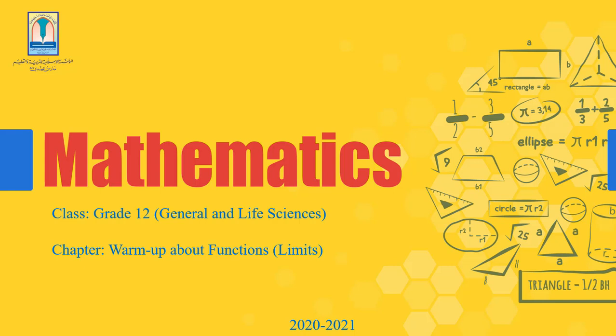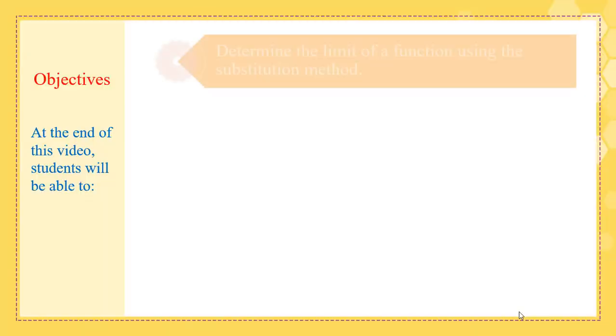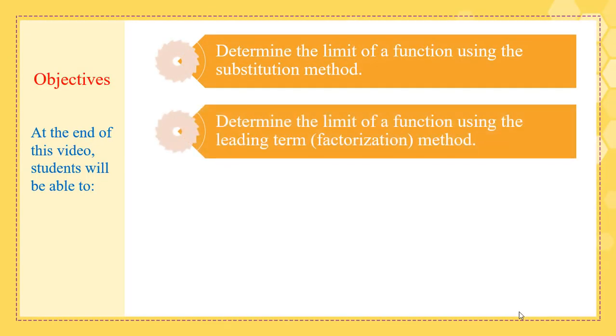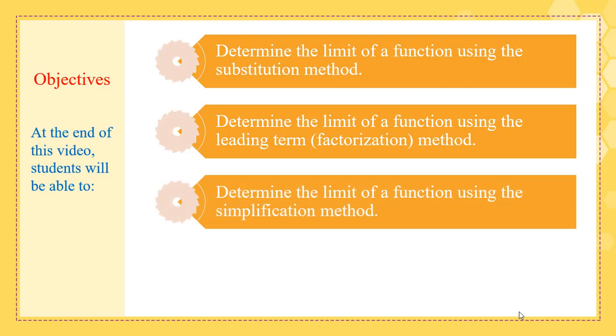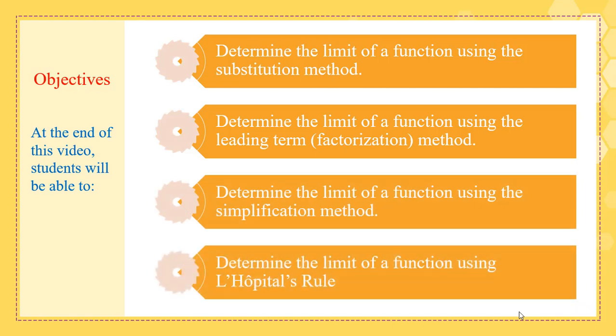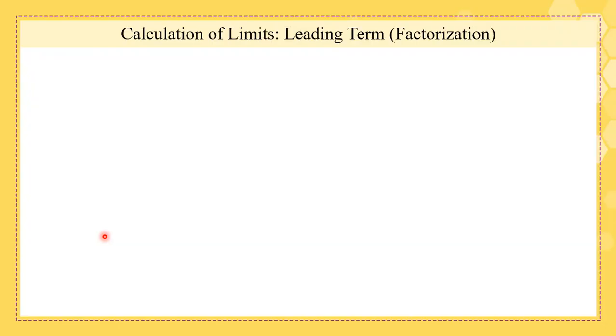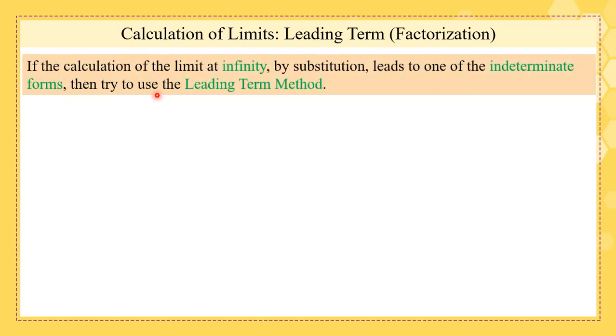Our chapter today is about limits. Now we saw in the previous part of limits that the first method of calculating a limit is substitution. Now we have another method which is the factorization method or the leading term method.